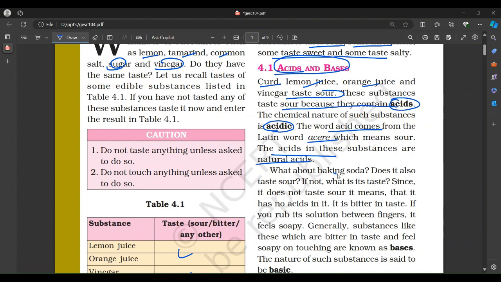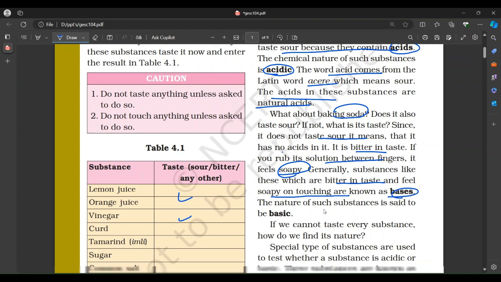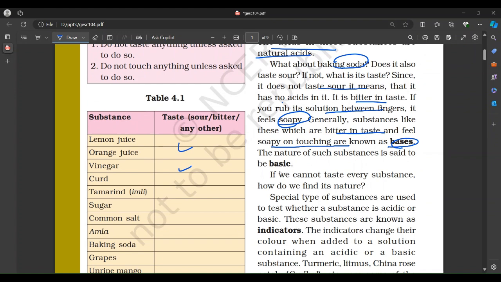So what about baking soda? We use it for making so many dishes. Does it also taste sour? If not, what is its taste? Since it does not taste sour, it means that it does not have acids. It is bitter in taste. If you rub its solution between your fingers, it feels soapy, right? Generally, substances like these which are bitter in taste and feel soapy on touching are known as bases. The nature of these substances is said to be basic.